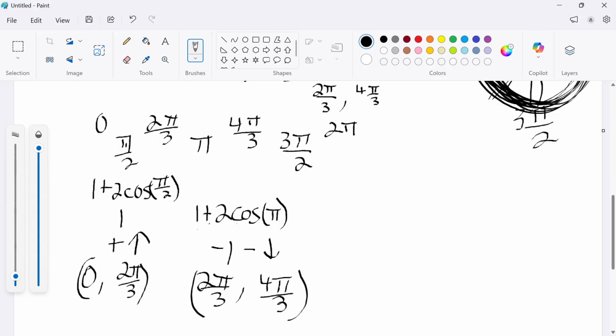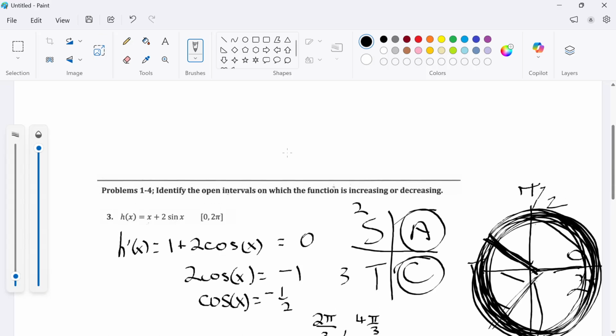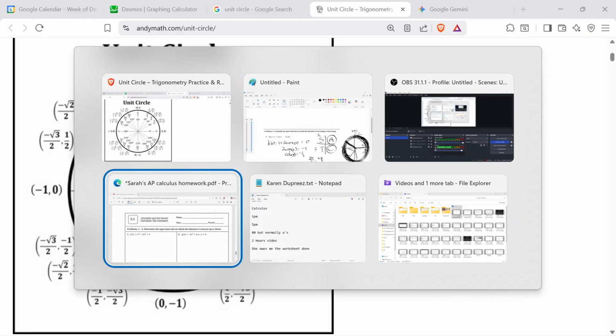This one is probably going to be increasing. 1 plus 2 cosine 3 pi over 2. Cosine of 3 pi over 2 is 0. 2 times 0 is 0. 1 plus 0 is 1. It's positive. It's increasing again. So 4 pi over 3 to 2 pi, it's increasing.